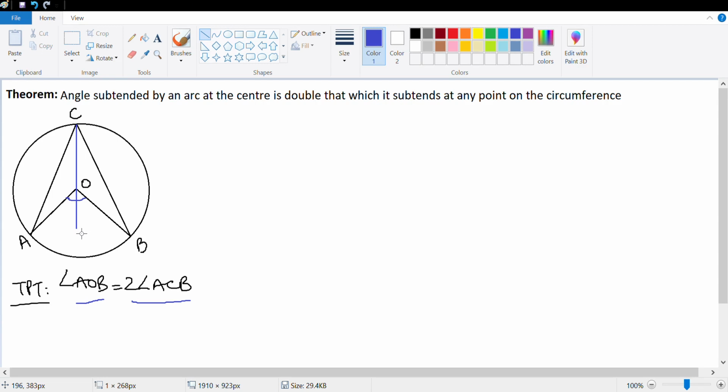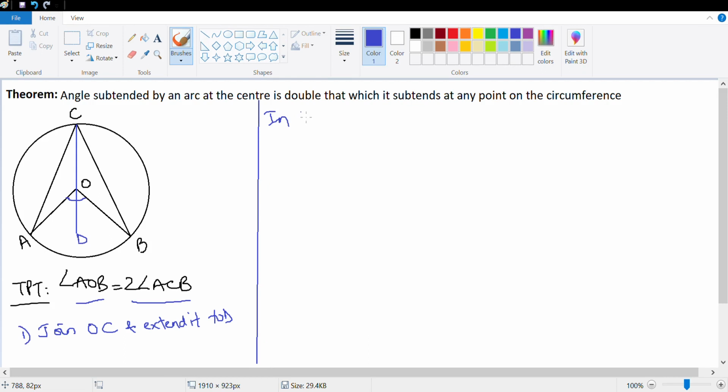So let me just join AO and let it extend up to another point D here. So that's something that we'll write. Join, not AO, OC, and extend it to D. So let's say we've extended it here. Let's see how does it help us?